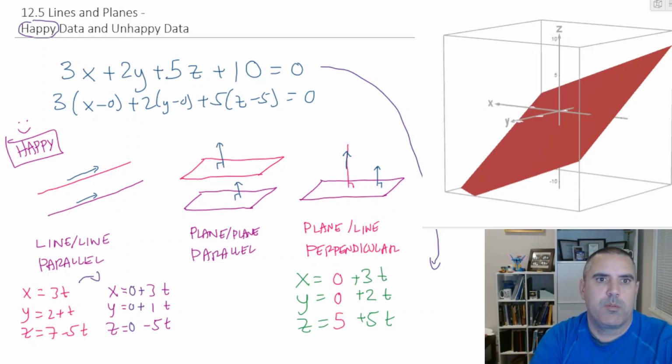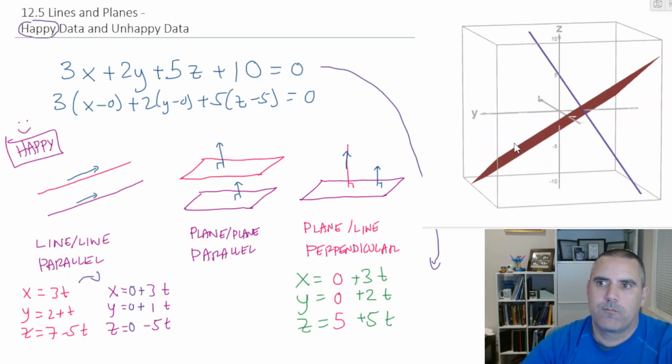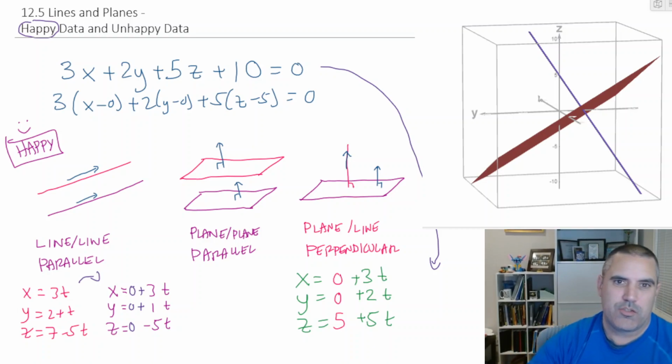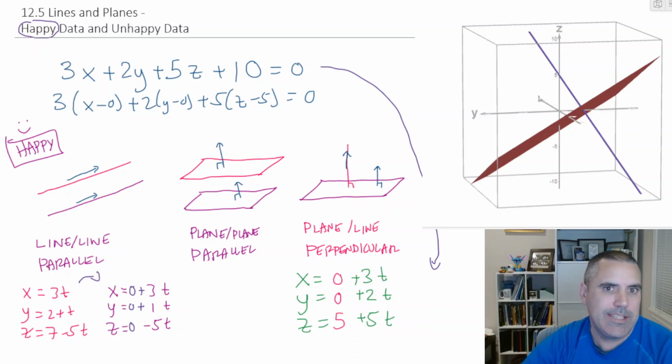No problem. I just have to type in what I just said. So I want to go through the point 0, 0, 5, and I want to go in the direction of the normal. So the 3, 2, 5. And I want to draw that line. Oh, I got to give it a bigger range of values so that you can see it. And there it is. Those are our three happy situations. If someone gives us that information, we're essentially done. They've given us everything we need. They've given us the vectors we want.